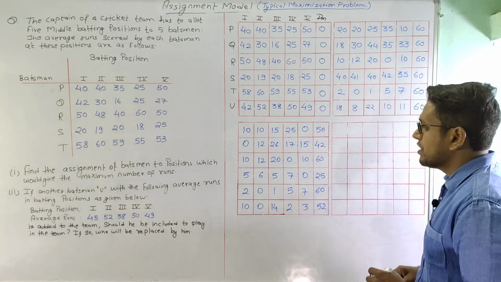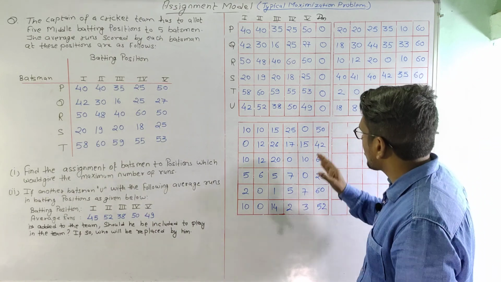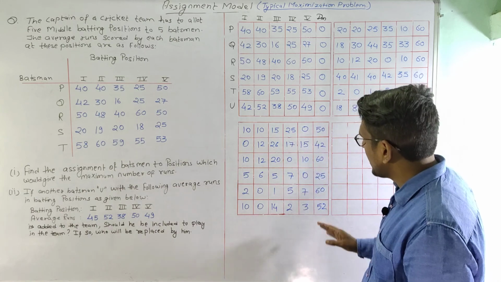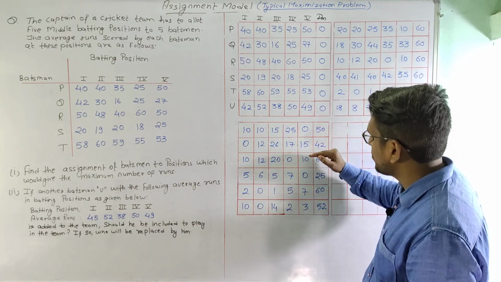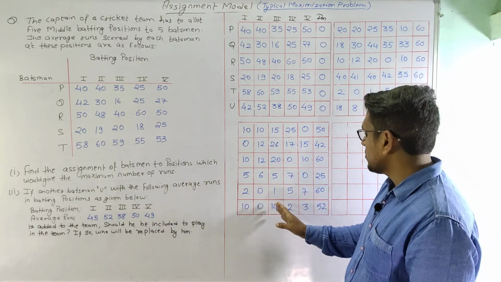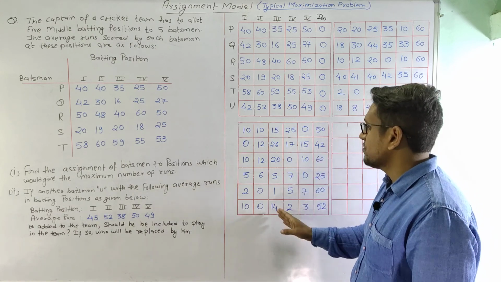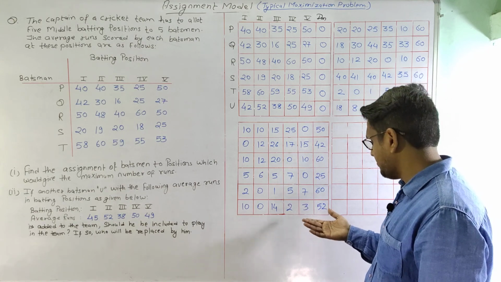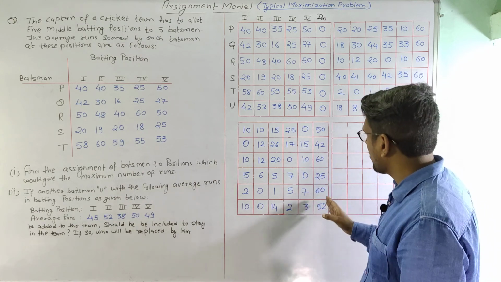So now we have done the row reduction here, and we can see that now we have at least 1 0 in each row, but we do not have at least 1 0 in each of the columns. So for this we need to again perform the column reduction here.